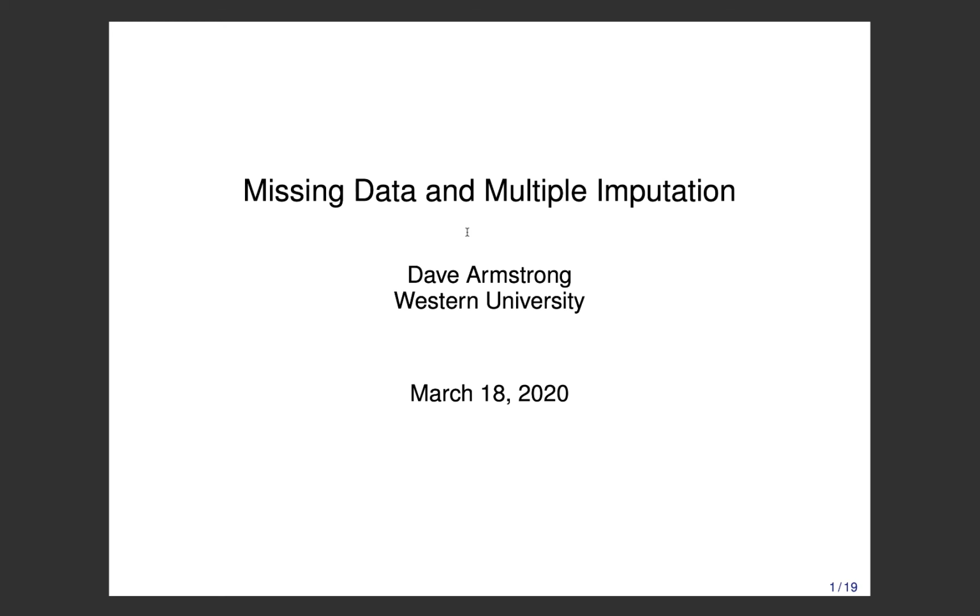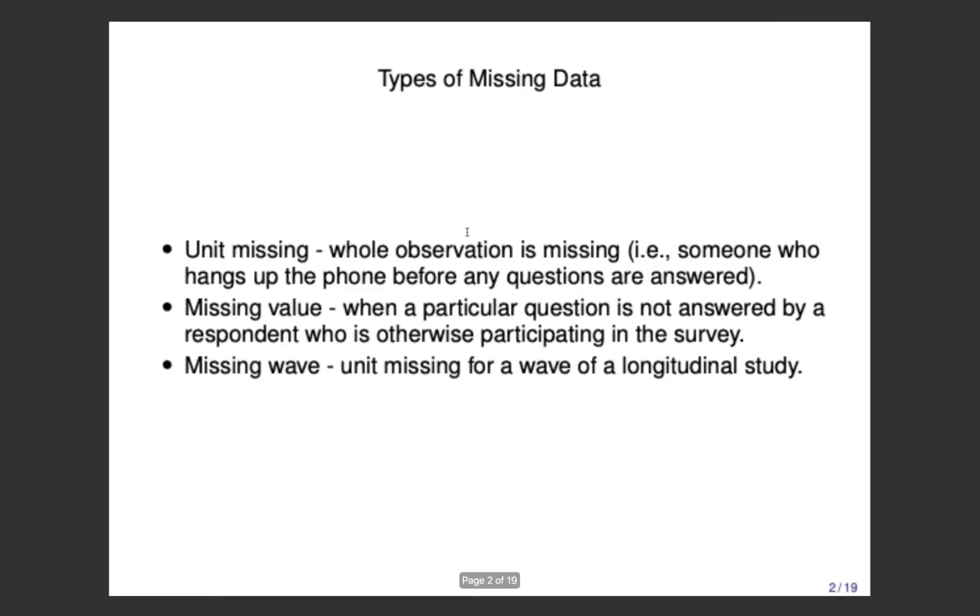Okay, so here's our last online lecture for the 9591 course. And here we're going to talk about missing data and multiple imputation. Just so we're all on the same page, I want to talk about different types of missing data that we could have.